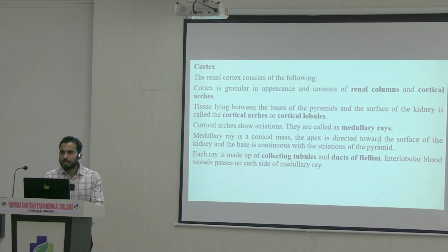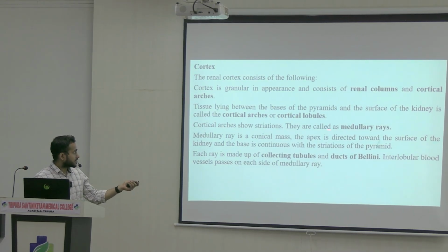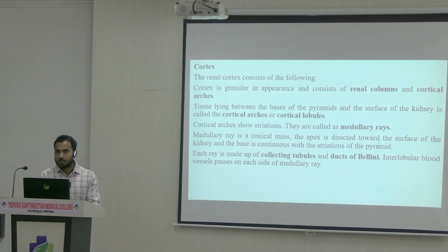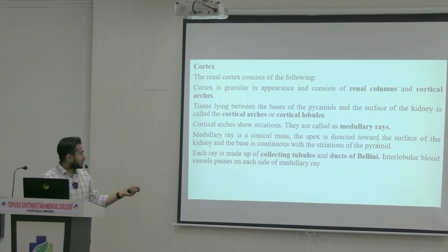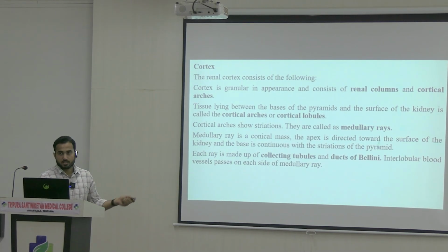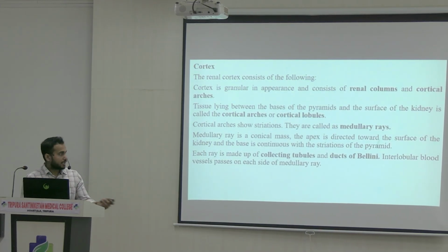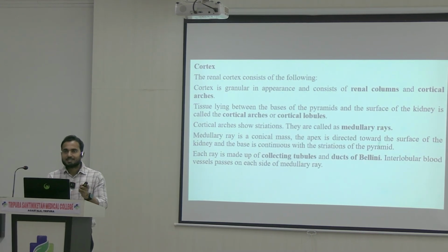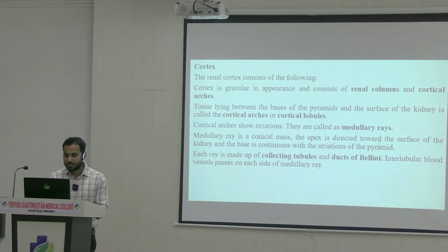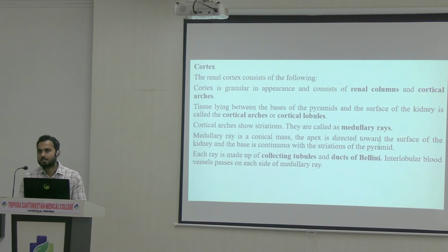Now in the cortical arches also the striations are present, and those striations are called medullary rays. Now what are those medullary rays? These are conical masses where the apex is directed towards the surface of the kidney and the base is continuous with the striations of the pyramid. So from there the striations are continued and reach the pyramid. Each medullary ray is made up of collecting tubules and duct of Bellini, and on either side we get the interlobular blood vessels, which also reach the medullary ray. This is how the orientation of the cortex is there in the kidney.